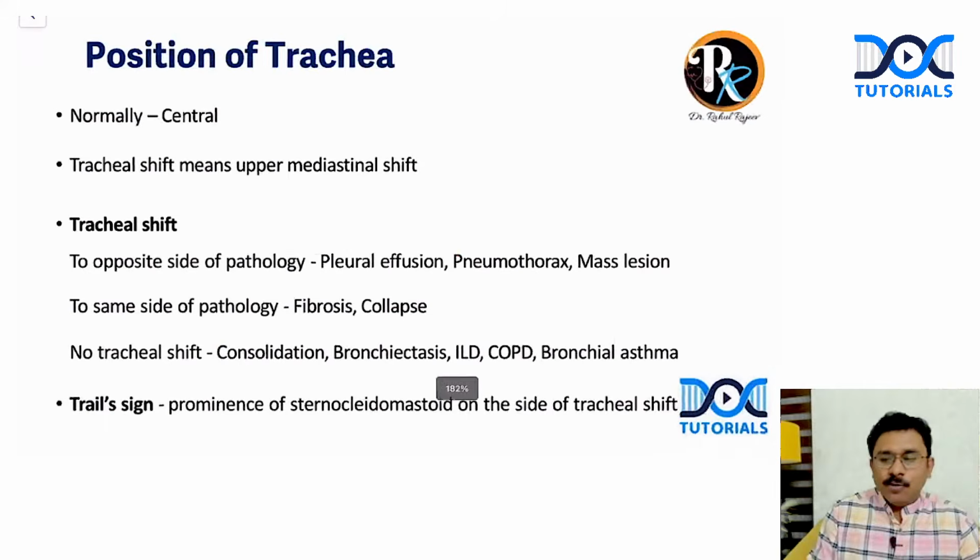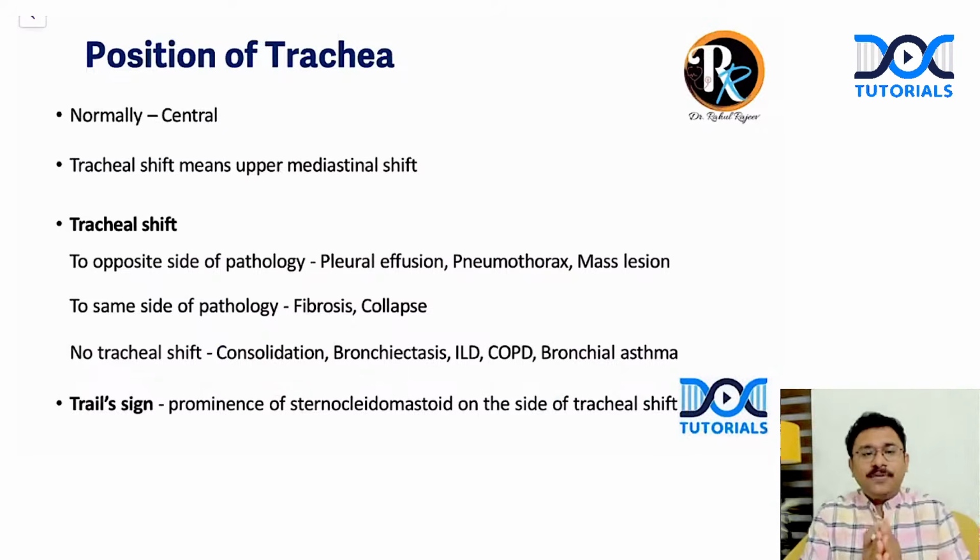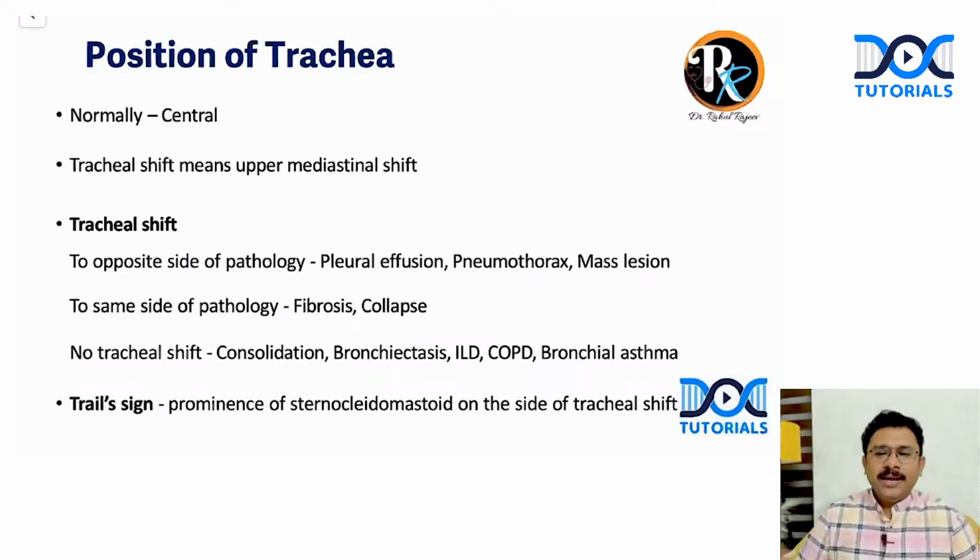Next, coming to the position of the trachea. Again, the position of the trachea can be assessed by inspection as well as palpation. On inspection, you look visually: does it appear to be central? Normally we know that the position of the trachea is relatively central. Now, whether the patient is having a tracheal shift or not, you will have to comment. This is very, very important.